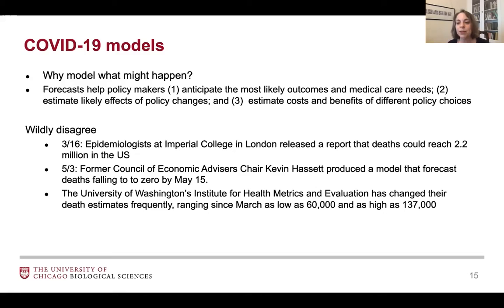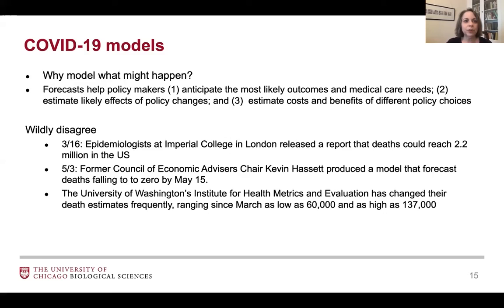It's highly inconsistent. And there are a lot of other models that are being reported in papers. If you go to the Center for Disease Control, which is the National Public Health Agency's website, they link to a lot of different models being produced around the country. And they're variable. At this point, they're forecasting differences of about 30 to 40,000 in the number of deaths in the next month. So they're fairly big differences.